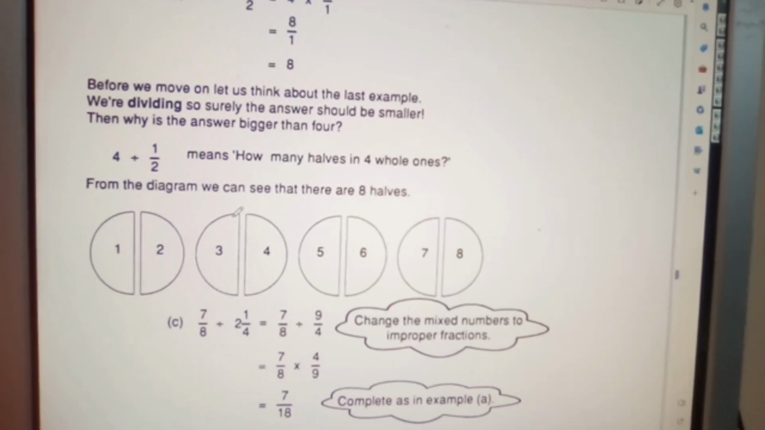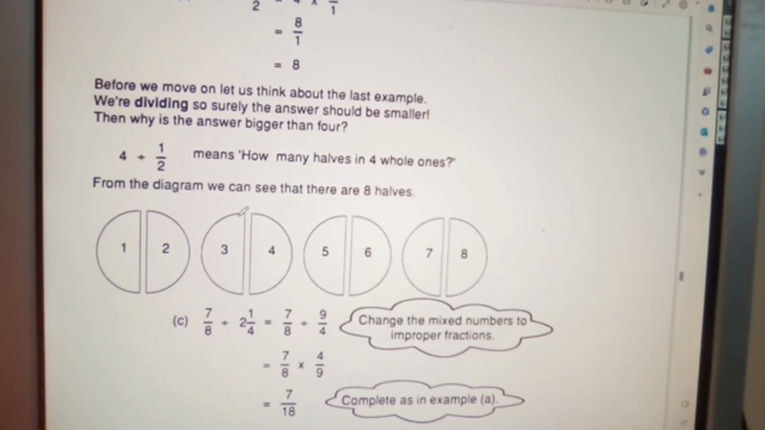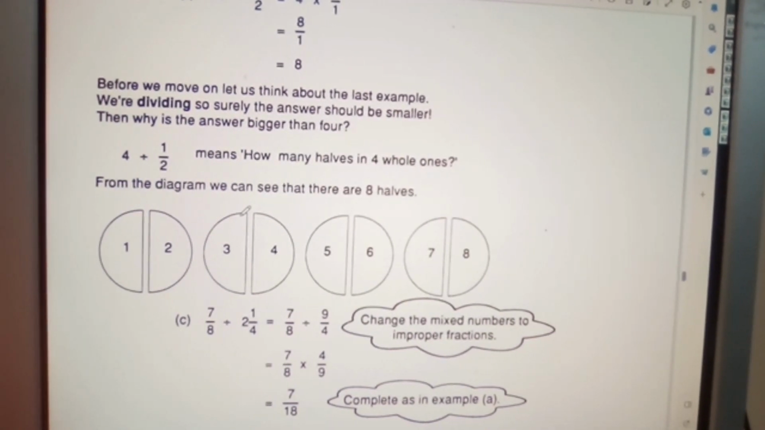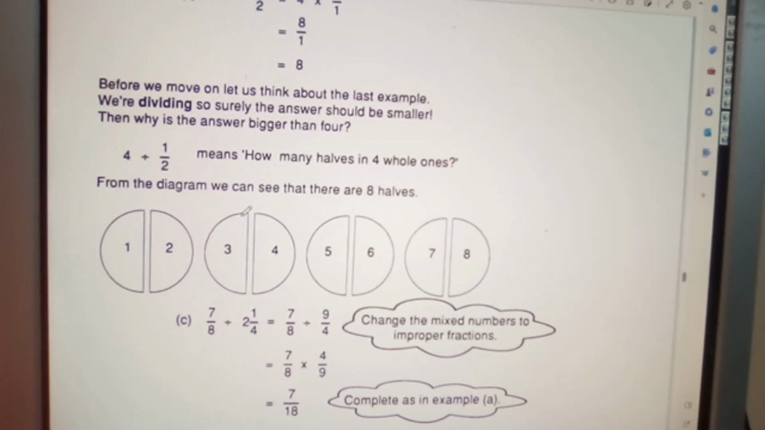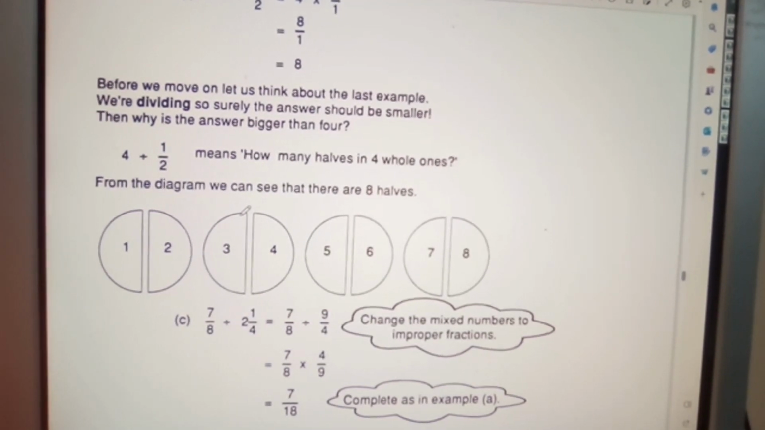Before we move on, let us think about the last example. We're dividing, so surely the answer should be smaller. Then why is the answer bigger than 4? It means how many halves in 4 ones? From the diagram we can see that there are 8 halves, of course.